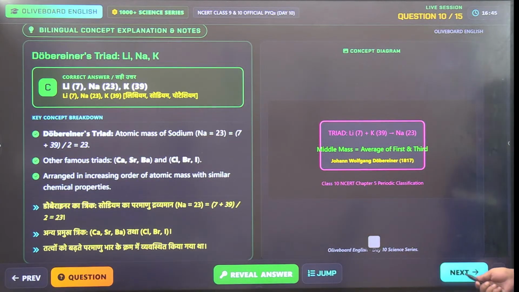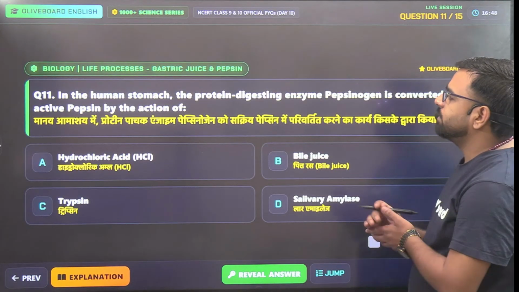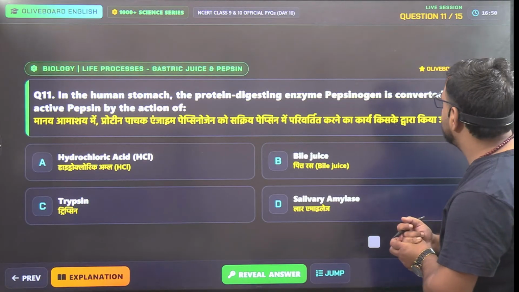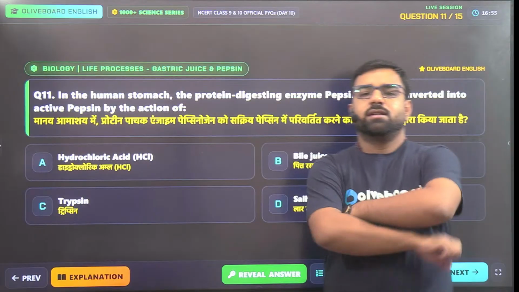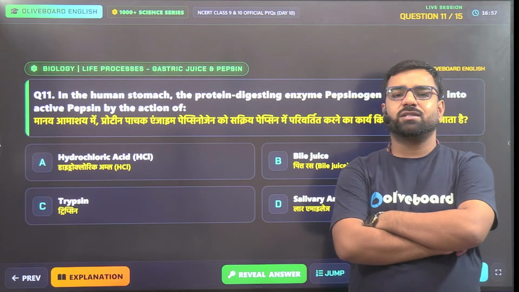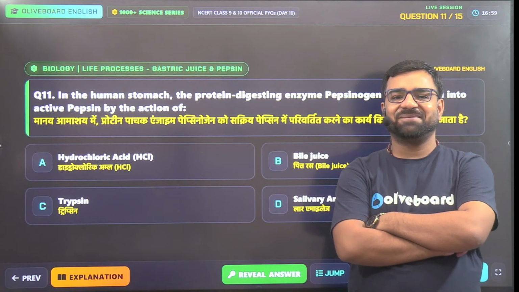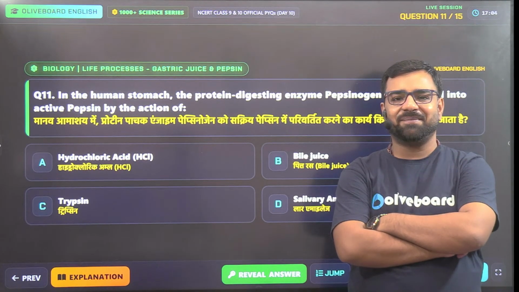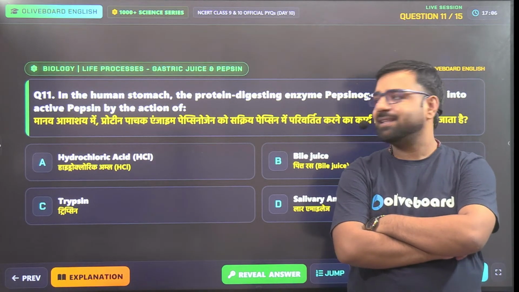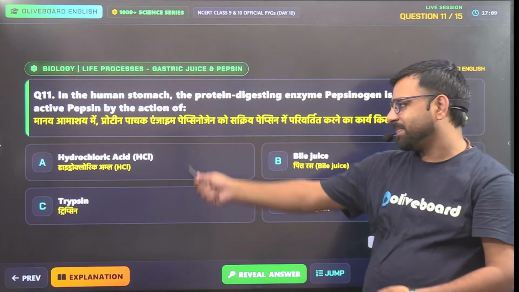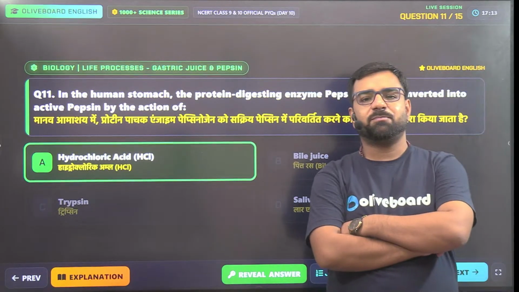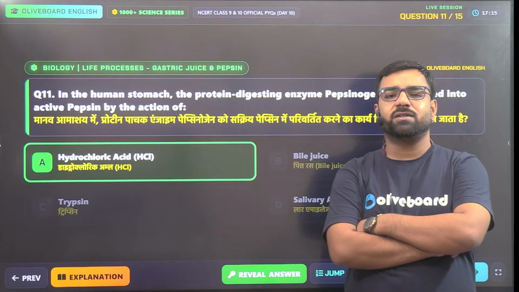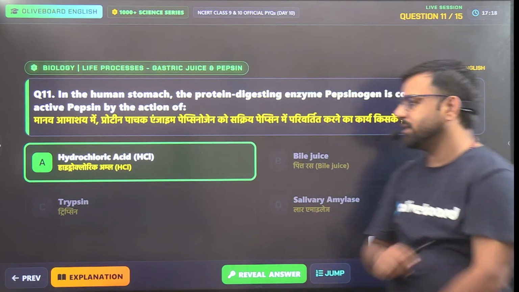Okay, next. In the human stomach, the protein digesting enzyme pepsinogen is converted into active pepsin by the action of what? So what do you think? And I guess you know this answer because within our body, this acid is present. What should be the answer? The acid that is present in our body is hydrochloric acid, right? In our stomach, it's HCl. So here, within our stomach, the protein digestion takes place, right? So it is pepsin and renin. Renin that converts milk into the curd. So HCl is 100% the correct answer.